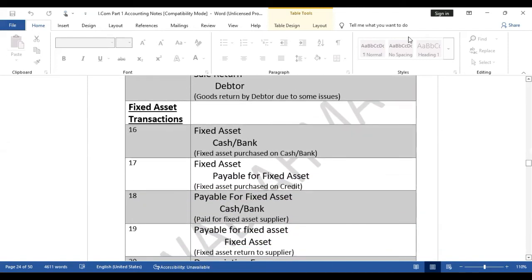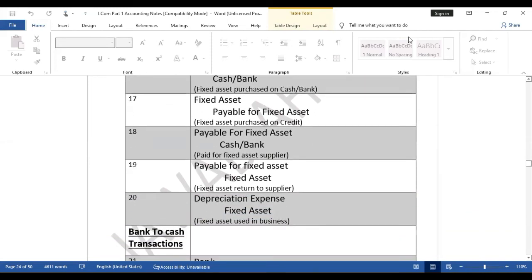Now move to the fixed asset transactions. Whenever a fixed asset is bought on cash or bank balance, the entry will be fixed asset debit, cash credit. For example, AC debit, cash credit. Or when we have purchased a fixed asset on credit system, the entry will be fixed asset debit, payable for fixed asset credit. And when we pay this vendor against the fixed asset bought from him, the entry will be payable for fixed asset debit, cash credit.